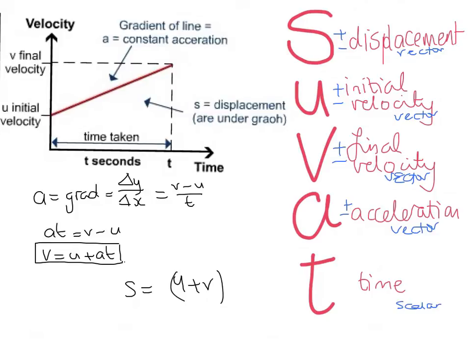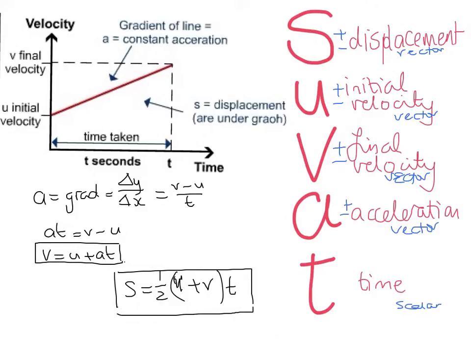Oops, not very good u, is it? U plus v, and then we're going to multiply by half the distance between them, and the distance between them is t, so that's half t, giving me my second SUVAT equation: s equals a half (u plus v) times t.